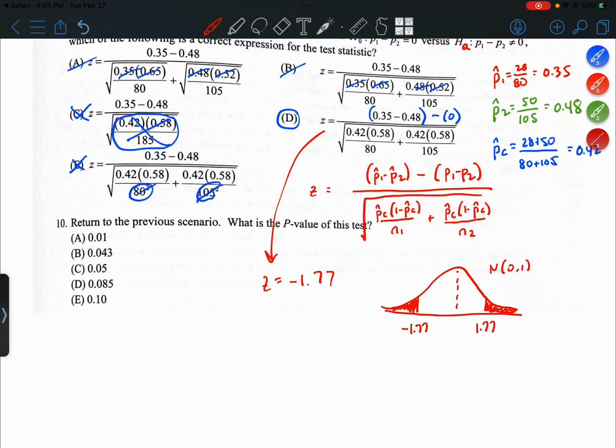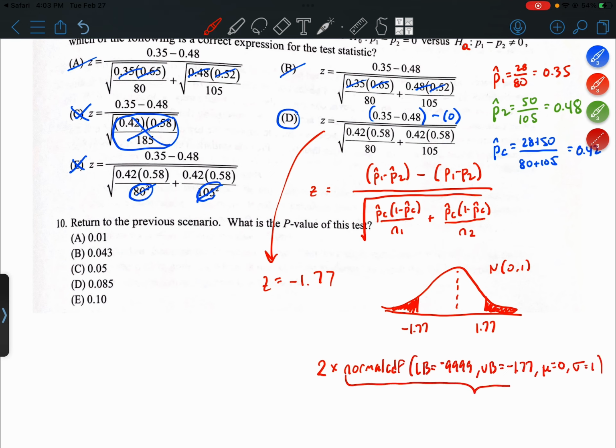We'll shade that, and then using symmetry, we'll find positive 1.77 and then shade the right tail. Now what I'm going to do is use normal CDF on my calculator to find the left tail area, and then I'll just multiply that by 2, because these two things are identical in size. So we're going to do 2 times normal CDF, lower bound negative 9999, upper bound negative 1.77, mean 0, standard deviation 1.